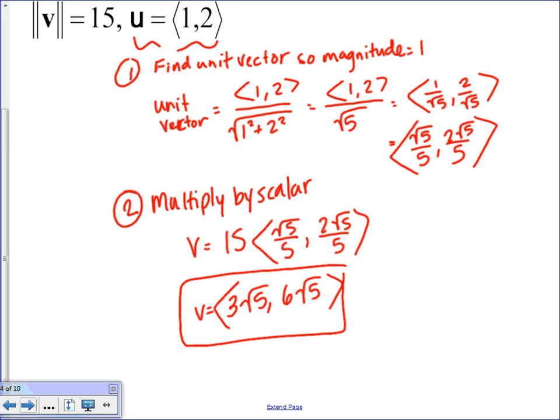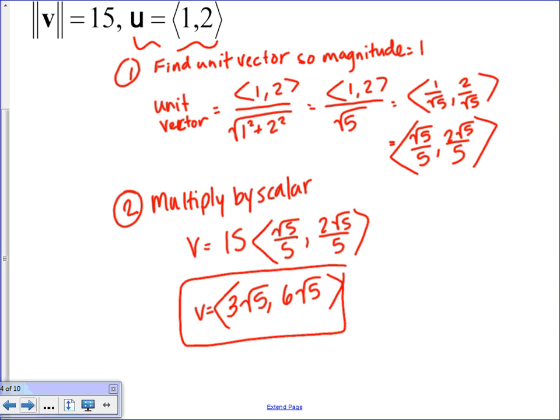And this would go in the same direction as the vector 1, 2. If I figured the slope, it would be the same: y over x, 2 over 1. 6 square root 5 over 3 square root 5 is also 2 over 1 when you reduce it. But this one has a magnitude of 15. We're going to see that pop up again a little bit later. If we want a desired magnitude in a specific direction, we can use the unit vector and just multiply by the scalar.